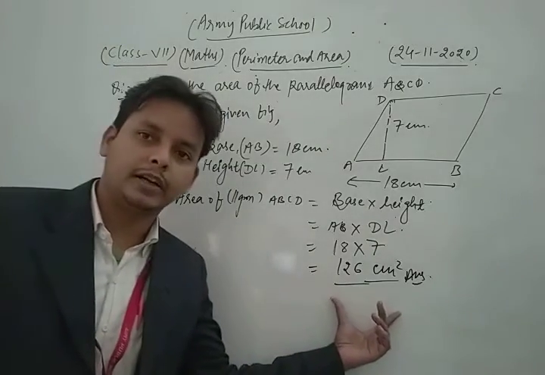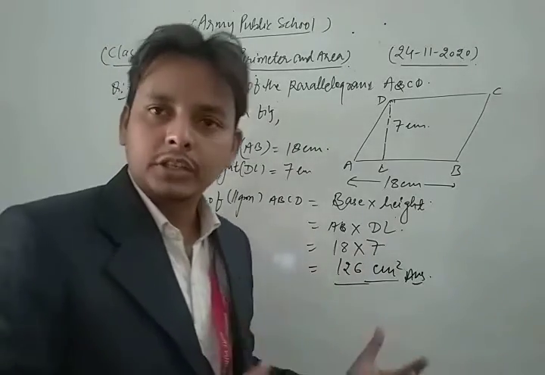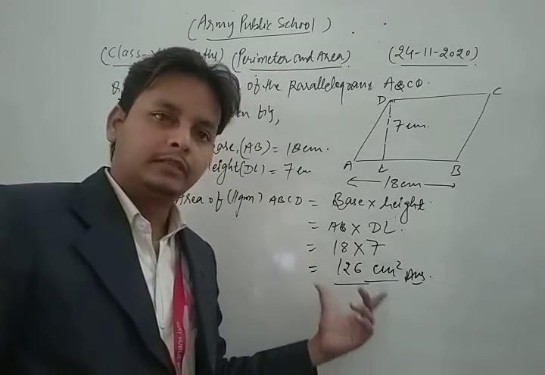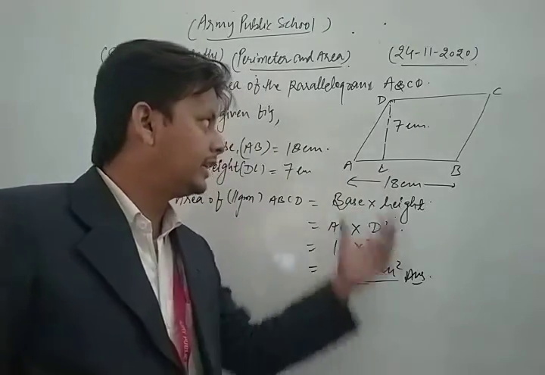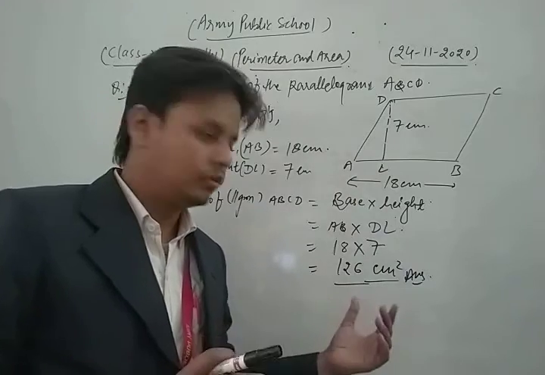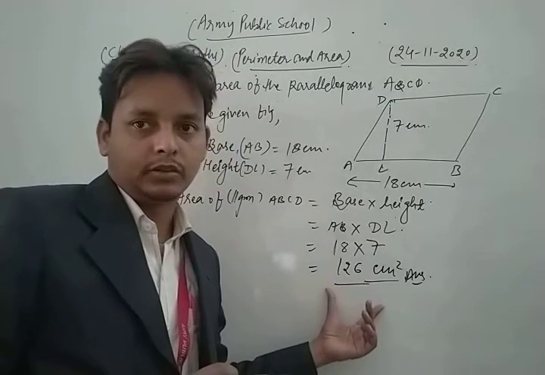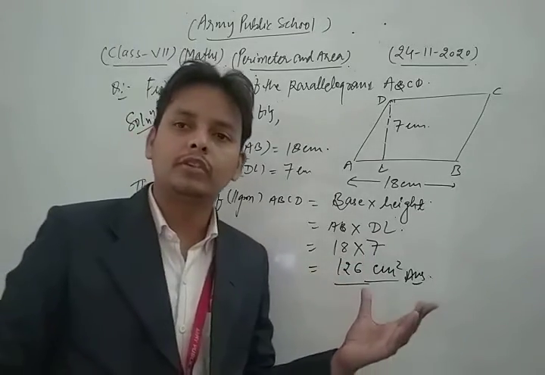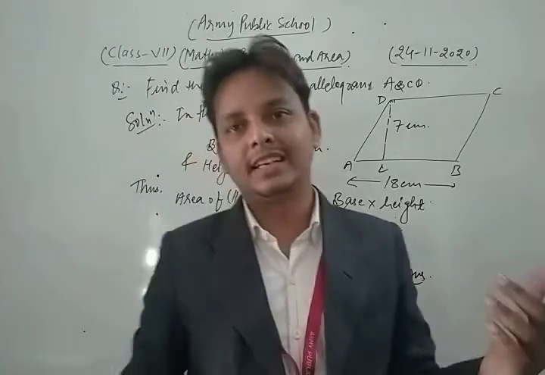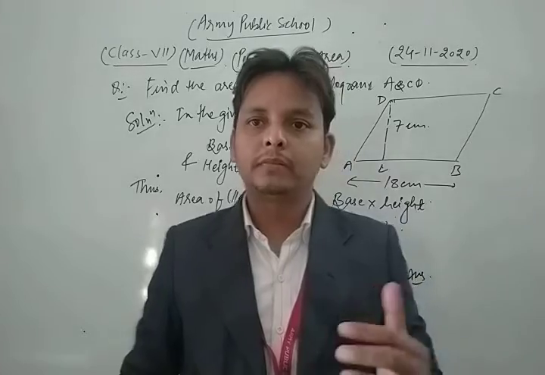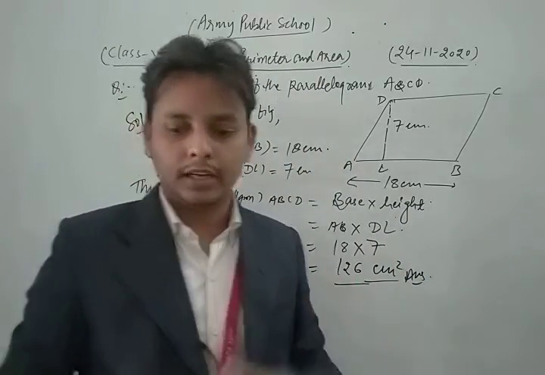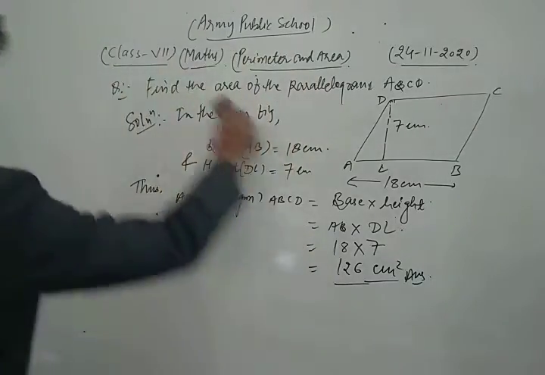Okay, this is the required area of the parallelogram because we just applied the formula for the area of a parallelogram, base into height, and here base is 18 and height is 7. So using that formula we get our result. Okay, so in this way you can solve each and every question of your NCERT exercise based on the topic parallelogram. Now we take one question based on the triangle. Okay, let's see.